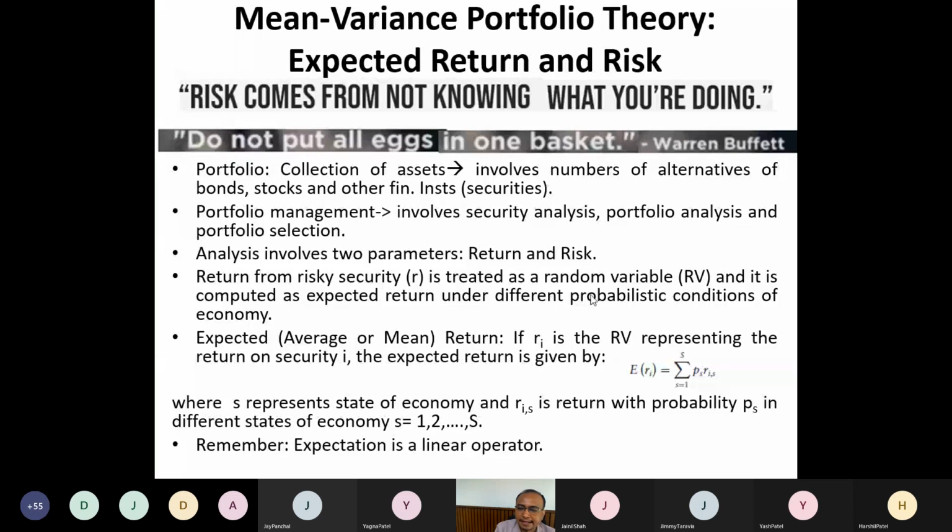So now the return is treated as a random variable, okay, and it is computed as expected return under different probabilistic conditions of the economy. So now this return from risky security is calculated under different probability conditions of the economy. So if the economy is moving with this probability, return may be this. If the economy is moving with this probability, then return may be this. So we have now so many possibilities here, depending on the probability conditions of the economy.